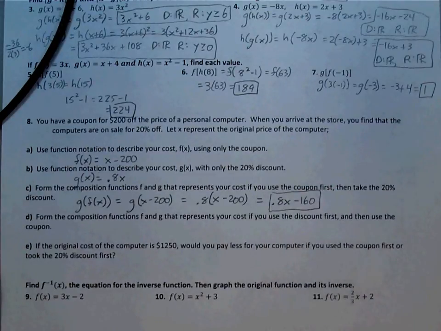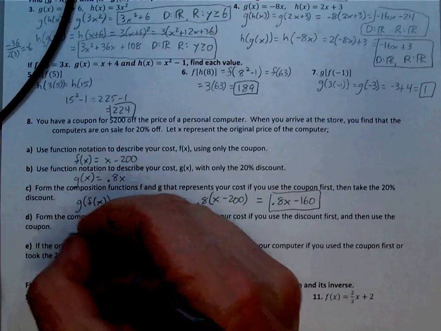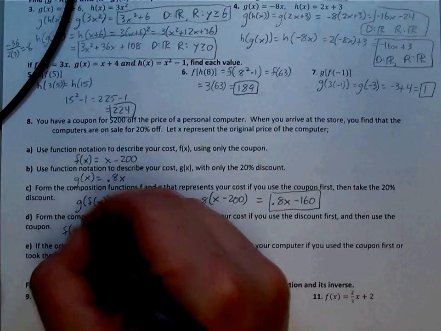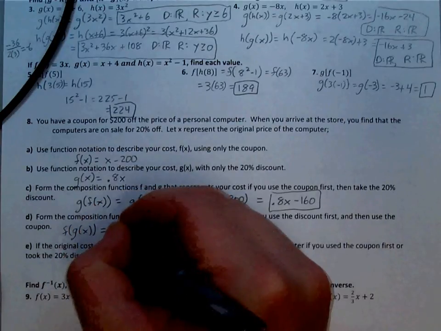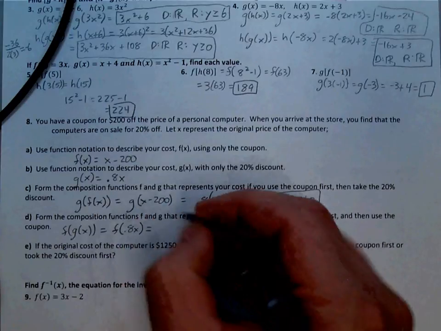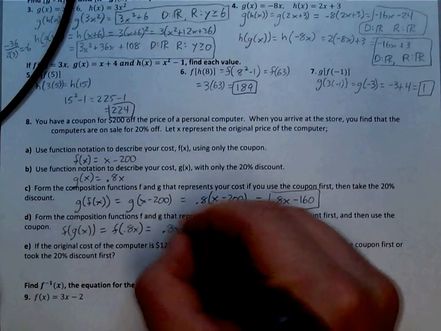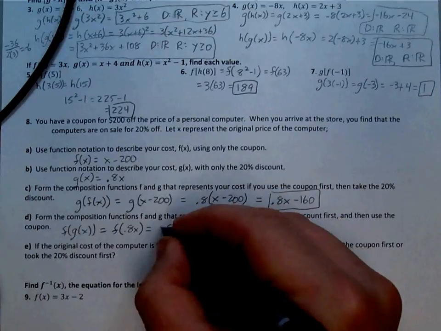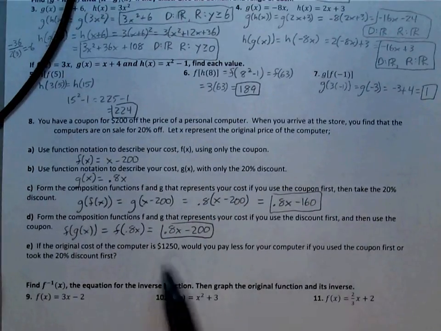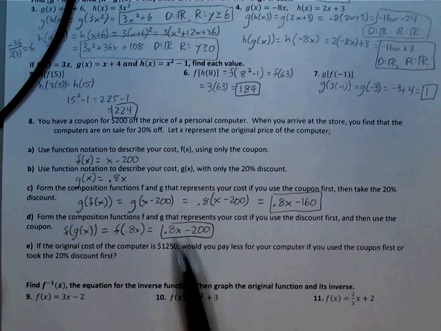Form the composition of functions if you use the discount first. That's f of g of x. So f of 0.8x, so I'll do 0.8x minus 200. Which of those two is better? Before I even get to E, I already know that it's better to take 80% and subtract 200, so D is going to be better.